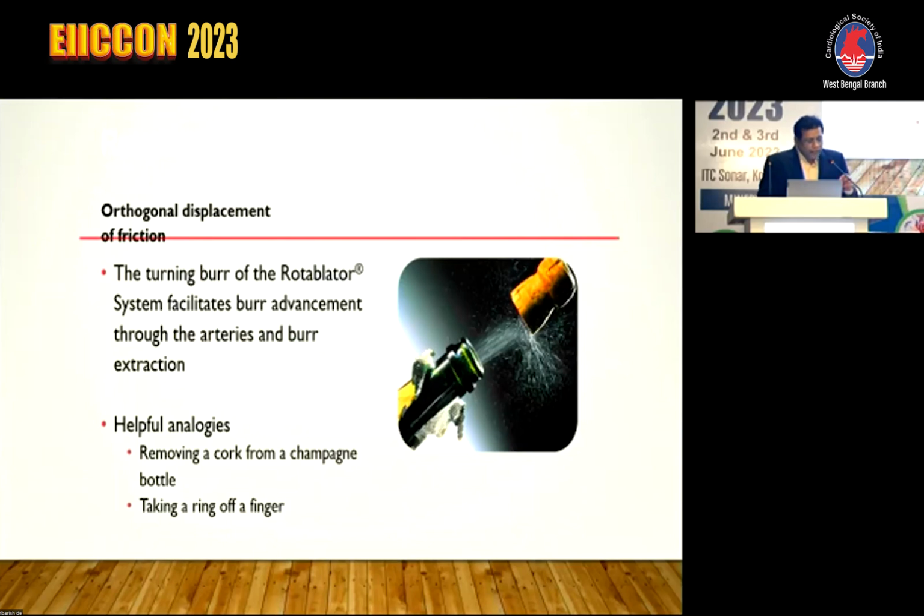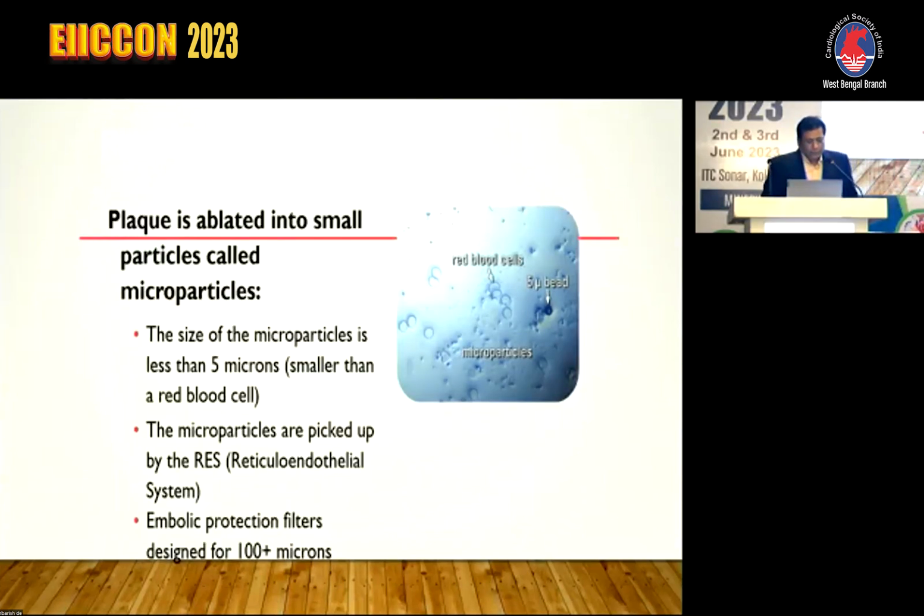This burring motion, the increased speed, facilitates the advancement of the burr, just like opening a champagne, your fingers don't get hurt. It's not easy, just do it and it goes off. So the burr usually advances with the speed. You don't have to push it through the tissues. The plaque particles which you get after the rota runs are less than 5 microns, so they don't usually clog the vessel. So you don't get a no-flow situation.